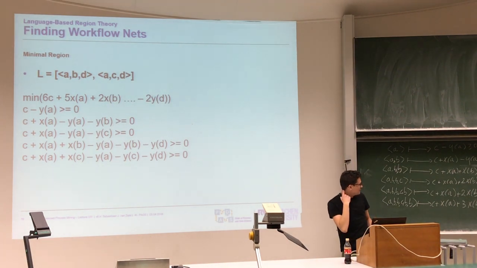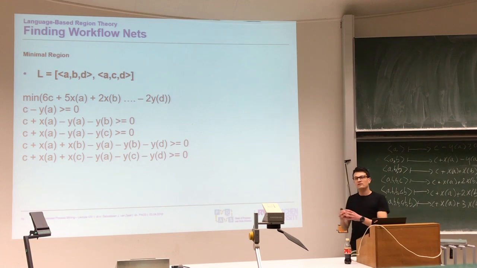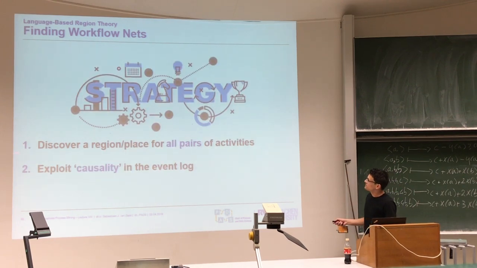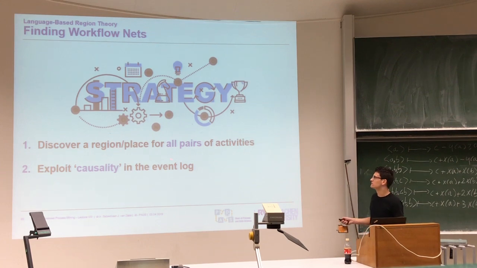And a Petri net, even for this simple example, ABD, ACD, that we want to find, does not contain one place. So the question is, how do we find multiple places? And essentially, there's two strategies for this. We can try to discover a region and or place for all possible pairs of activities we can make in the event log. And the second approach is we can exploit causalities in the event log.